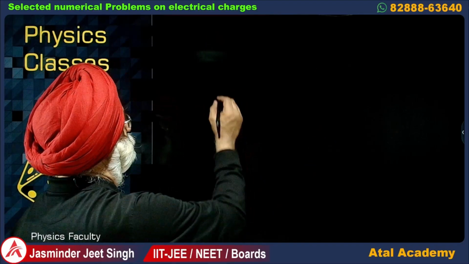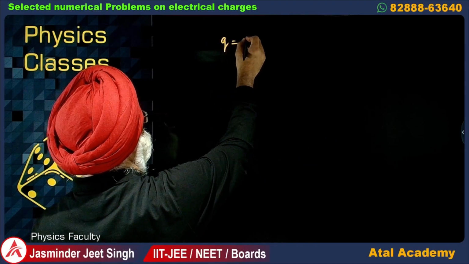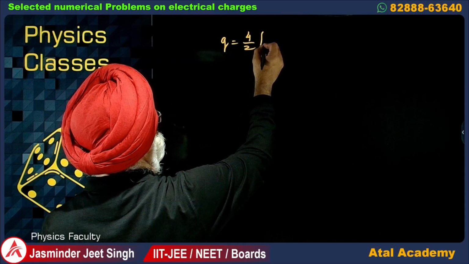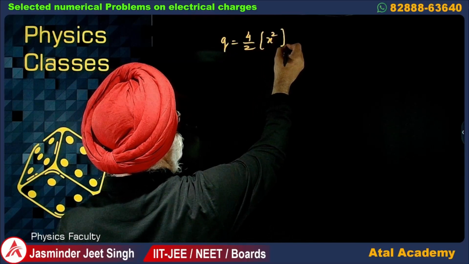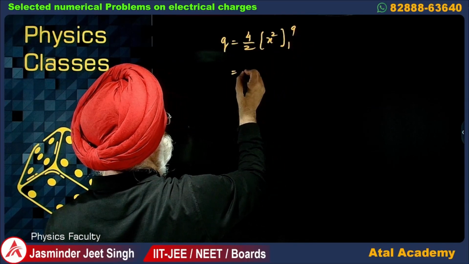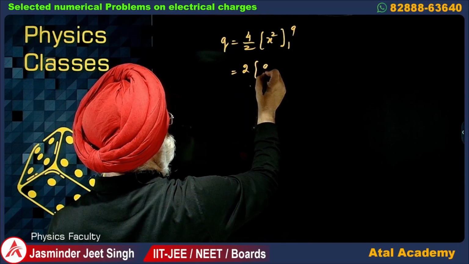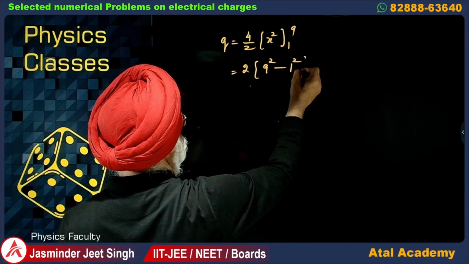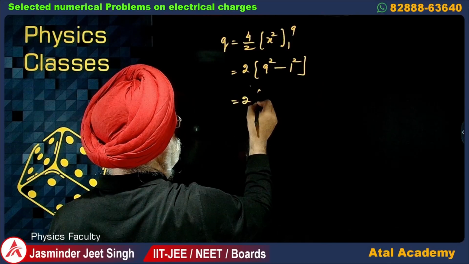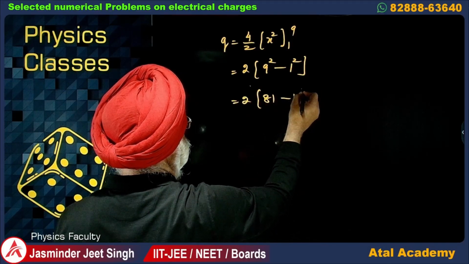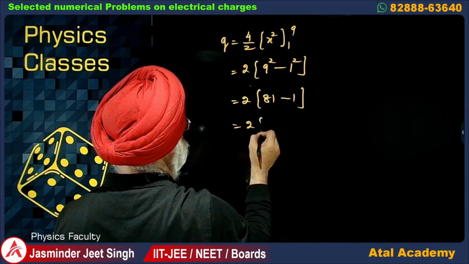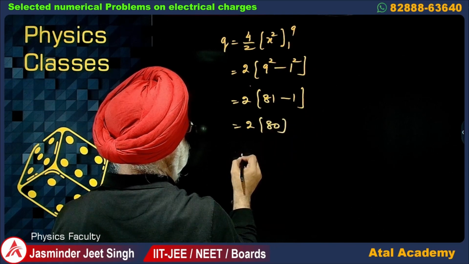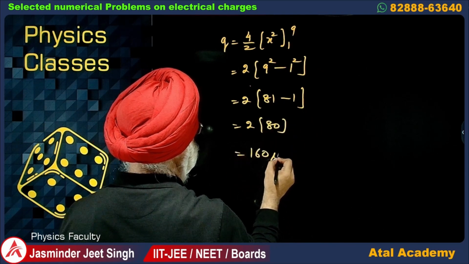We can take it up here. Q will become equal to 4 upon 2 x square from 1 to 9. 4 upon 2 is 2. It will be 9 square minus 1 square. It will be 2 into 9 square, which is 81, minus 1. 2 into 80. That will be 160 microcoulomb.